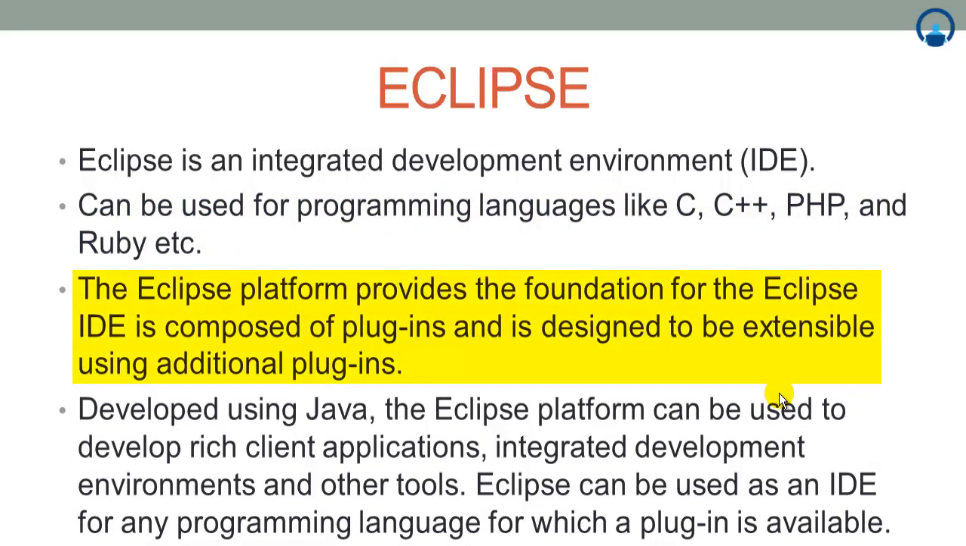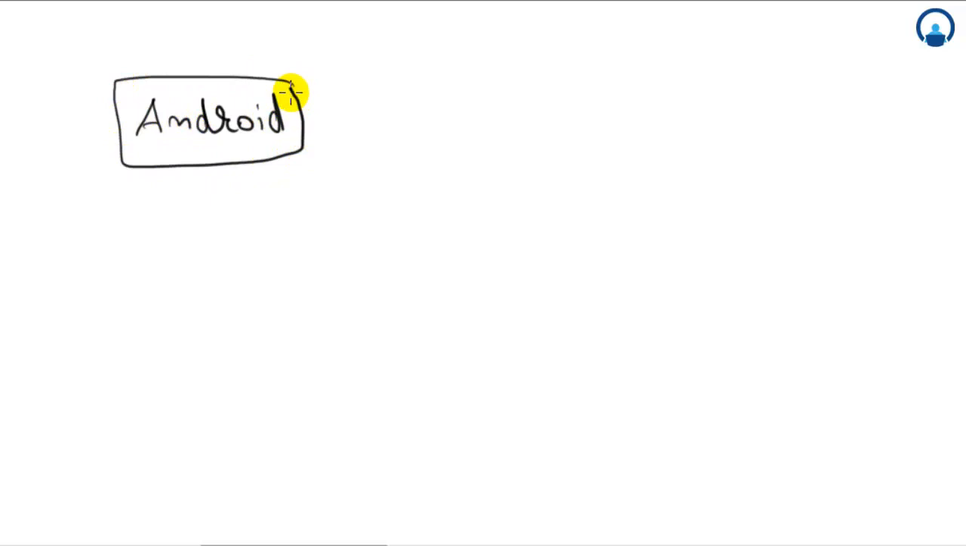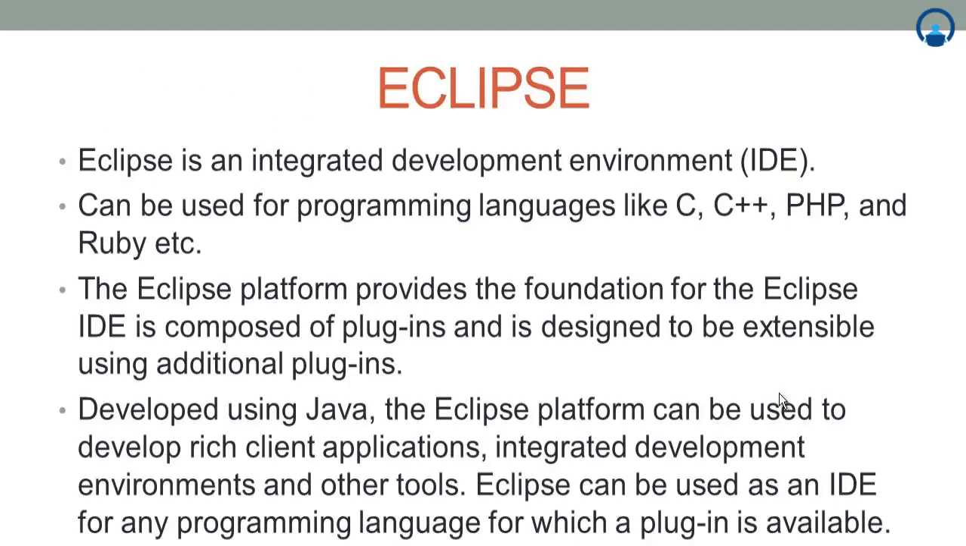The Eclipse platform provides the foundation for the Eclipse IDE, and it is composed of plugins and is designed to be extensible using additional plugins. So Eclipse basically is based on plugins. You can use it for developing programs in C, C++, PHP and Android, etc. So if you have Eclipse and you download the plugin for Android, then you can just start developing applications for Android using Eclipse. So it is basically based on the concept of plugins.